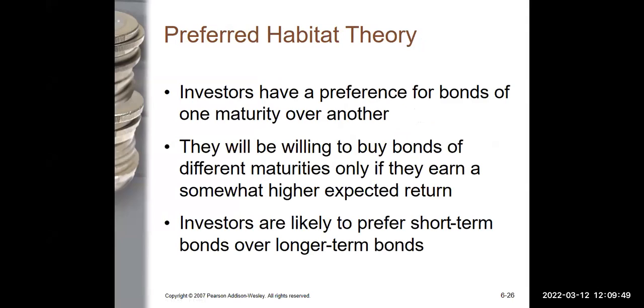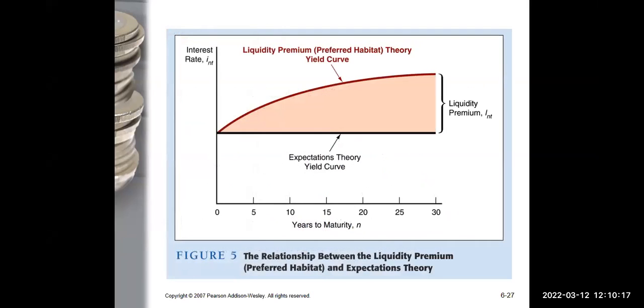Now, what does this theory say? It says that investors have a preference for bonds of one maturity over another. They will be willing to buy bonds of different maturities only if they earn a somewhat higher expected return on the longer term bonds. Investors are likely to prefer short-term bonds over long-term bonds because they prefer liquidity. They want to have cash with them. If they freeze their money, they don't want to freeze it for a very long period of time. They want to get it back.